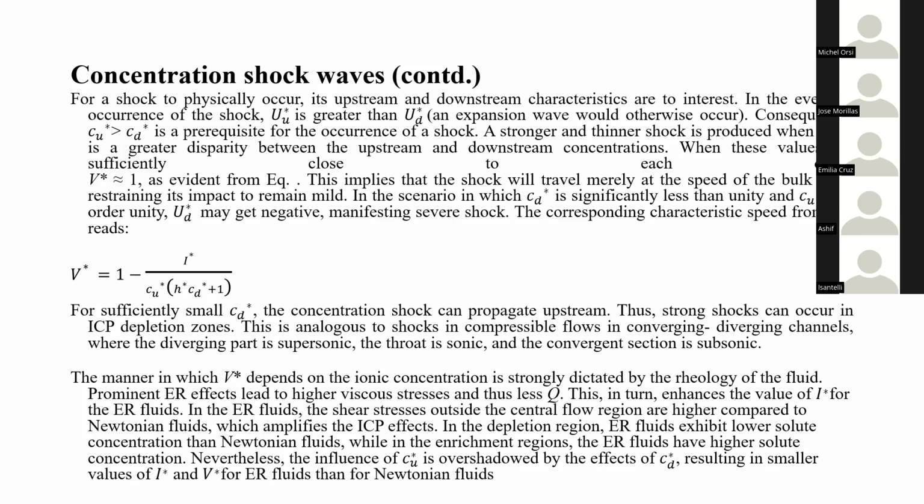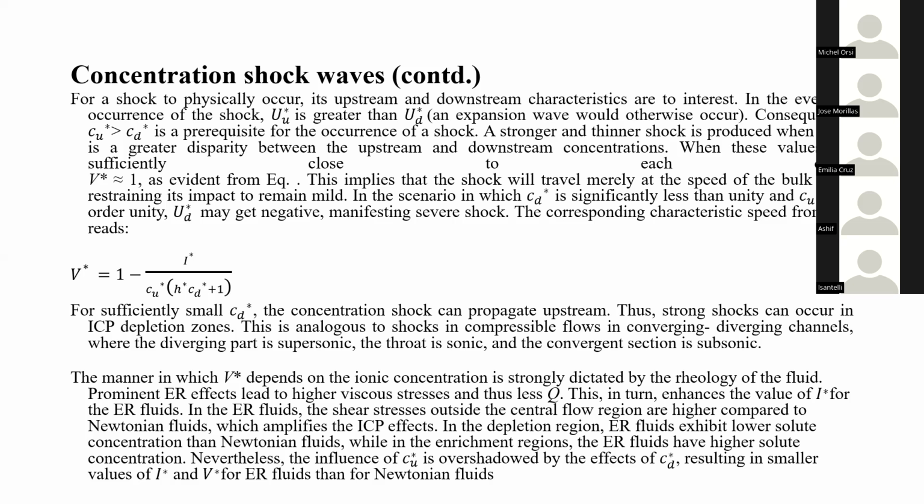A stronger and thinner shock is produced when there is greater disparity between the upstream and downstream concentrations. When the values are sufficiently close to each other, V star is almost equal to 1. This implies that the shock will travel merely at the speed of bulk flow, restraining its impact to remain mild.